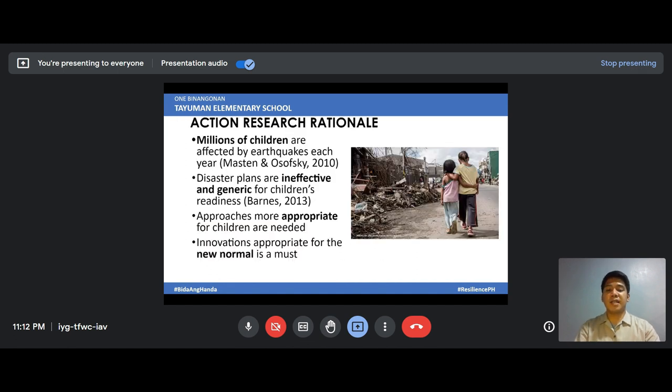According to Masen and Osofsky, millions of children are affected by earthquakes each year. According to Barnes, disaster plans are ineffective for children's readiness. Approaches more appropriate for children are deeply needed. Innovations appropriate for the new normal is a must.